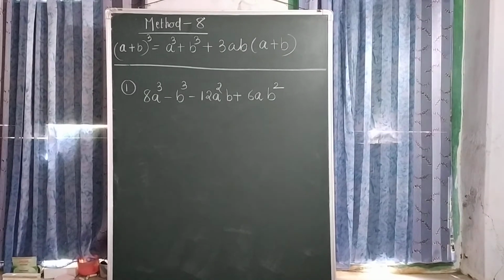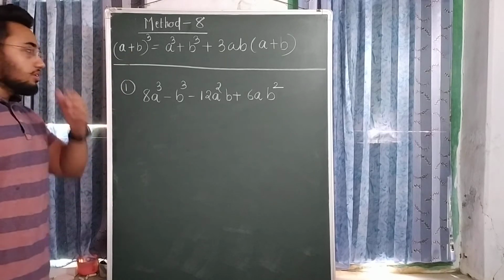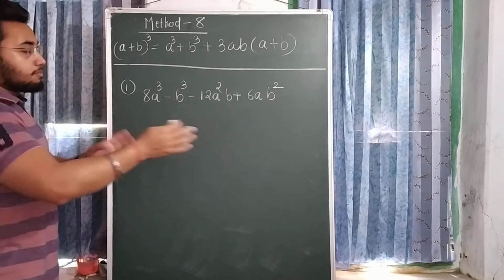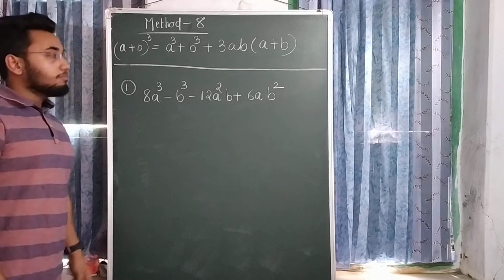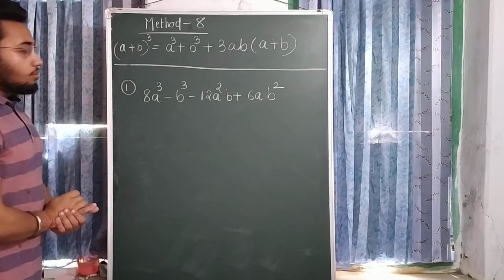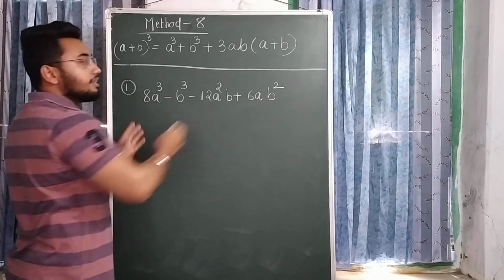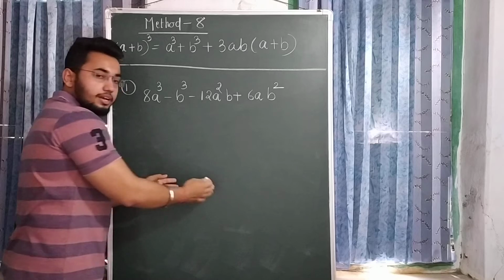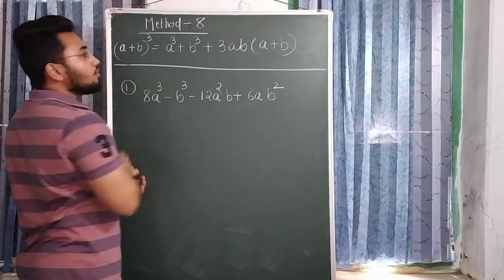Now we are starting method number 8. So I am writing here our algebraic identity. You already saw it in my last lecture. A plus b the whole cube. The expanded form is a cube plus b cube plus 3ab into a plus b. So now it's already expanded. You just have to contract this and bring it into this form. It is already in this form.